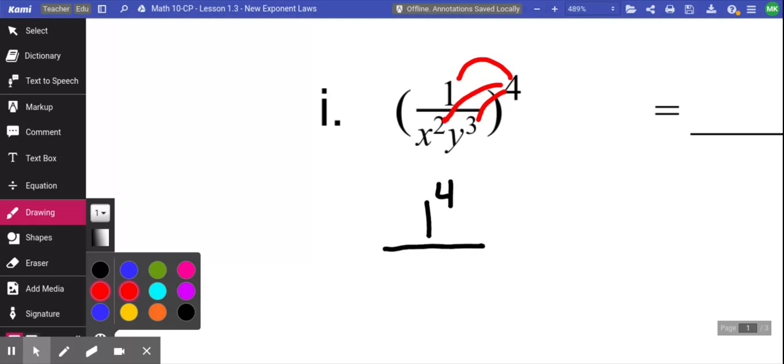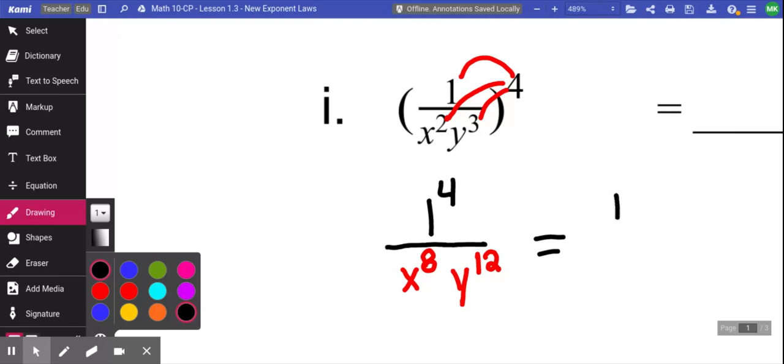Yeah, you're going to multiply them. So you're going to do 4 times 2, which would be x to the power of 8. Right? Exponent of an exponent, you multiply together. That means y would become y to the power of 12. Because 3 times 4 would be 12. Cool. Again, we would calculate that. 1 to the power of 4 is just 1. The denominator, x to the power of 8, y to the power of 12.